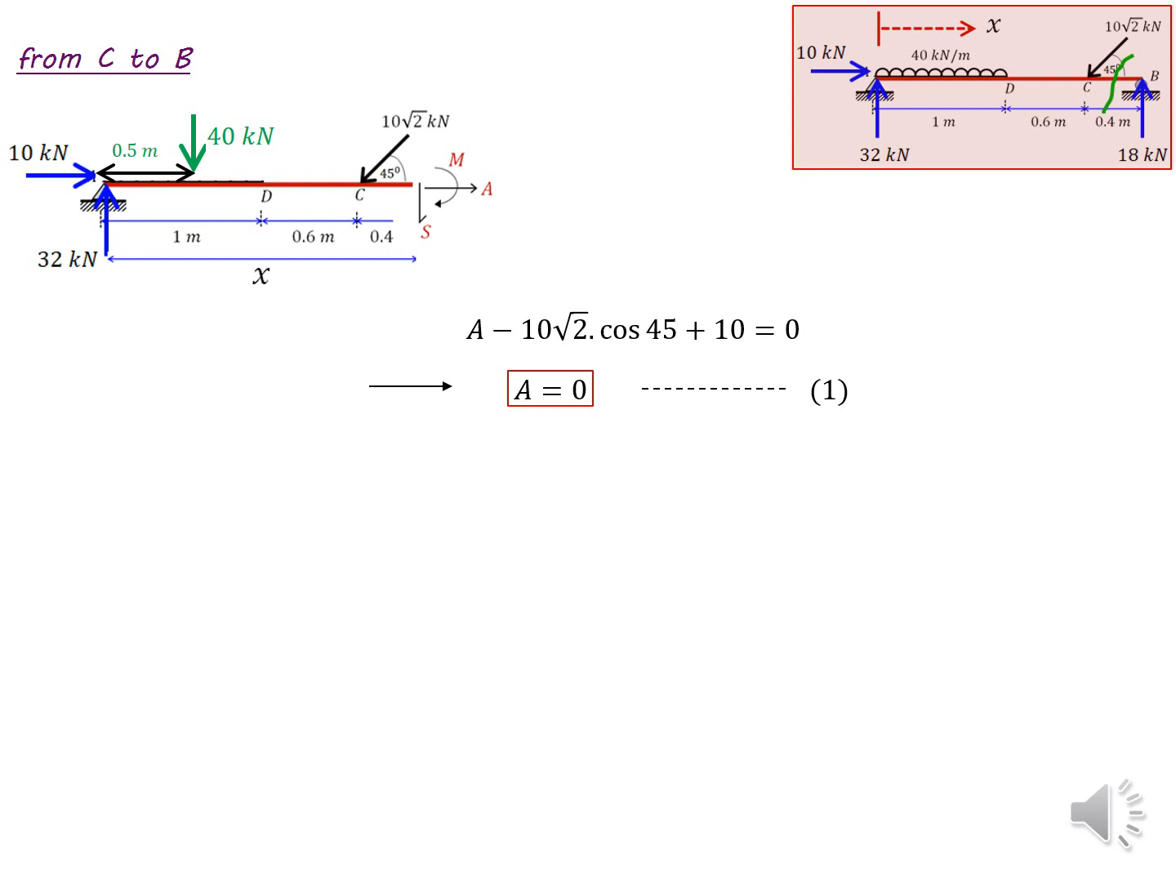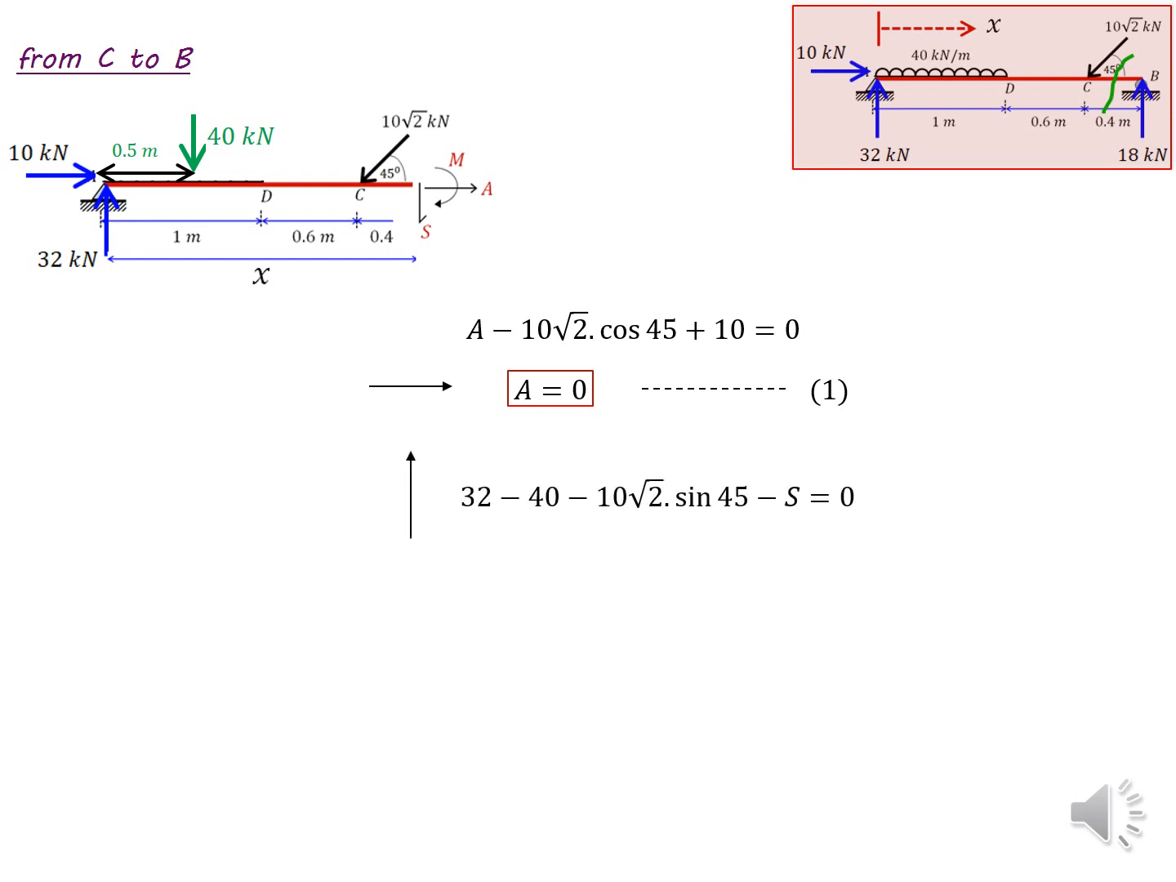Now in this case, you can see what are the forces acting in horizontal direction. A, and that is axial force, and the 10 kilonewton still there, plus now the force component from the 10 root 2. The horizontal force component is included in this equation, at the end we can get the answer as 0 for the axial force.